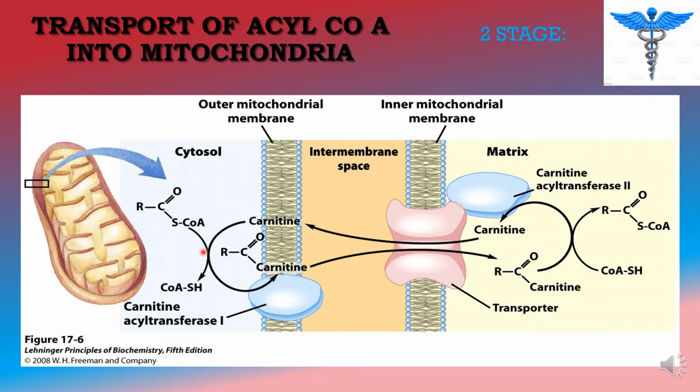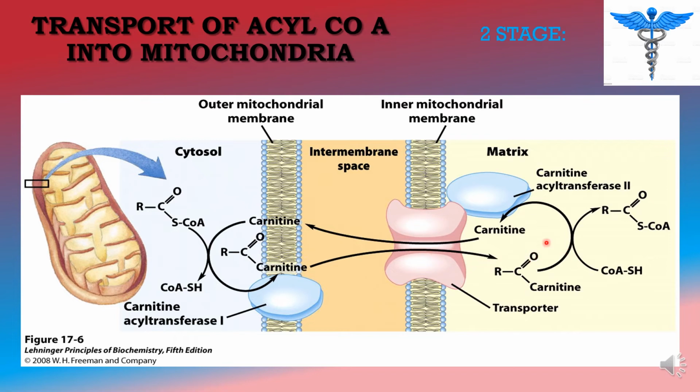Here you can see from the figure, this is acyl coenzyme A. With acyl coenzyme A, a carnitine is added and forms acyl carnitine, while the coenzyme A with thiol group is removed. This reaction is performed by an enzyme called carnitine acyl transferase 1, which is present on the outer mitochondrial membrane. Once acyl carnitine is formed, it is transported into the inner mitochondrial matrix through the inner mitochondrial membrane.